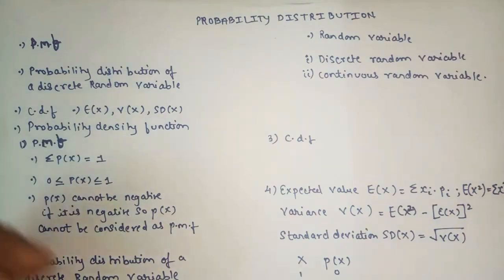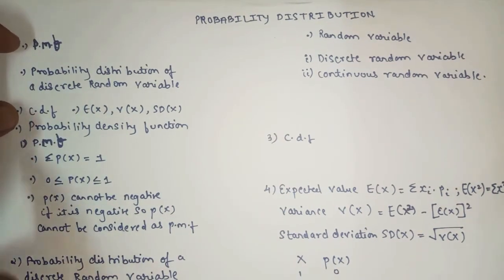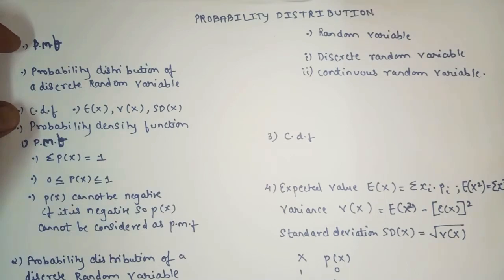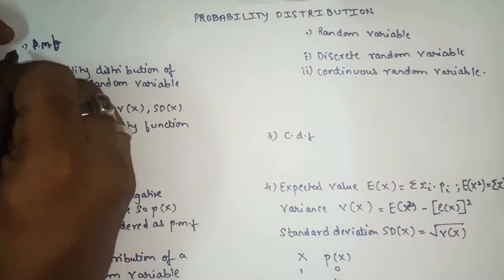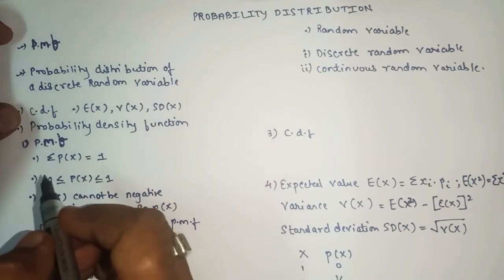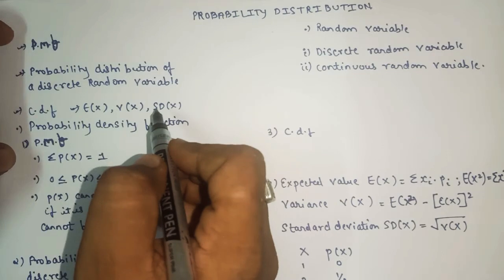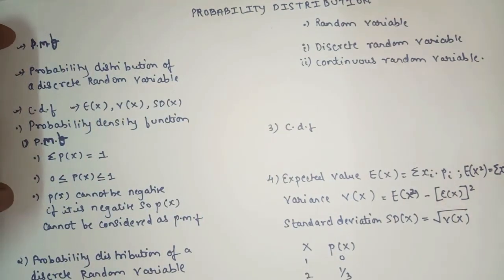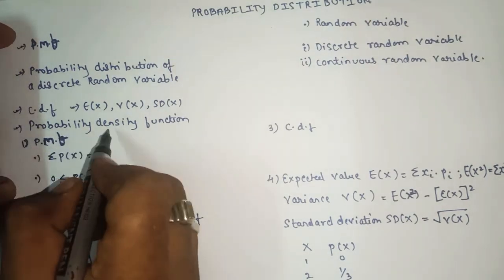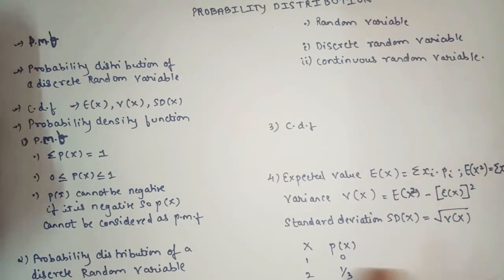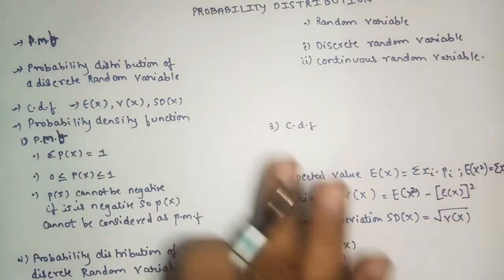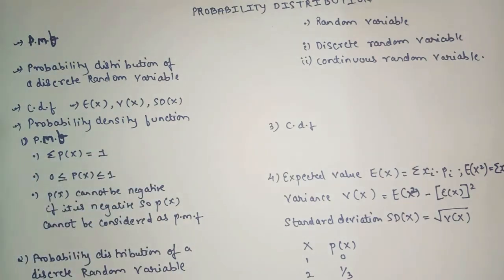So when you see this, the first slot: PMF, probability distribution of discrete random variable, CDF, and E of x, V of x, and SDX. It is your first exercise for commerce as well as for science. Probability density function is the second exercise for both commerce as well as science. So in this lecture we're going to deal with the concepts for the first and second exercise.